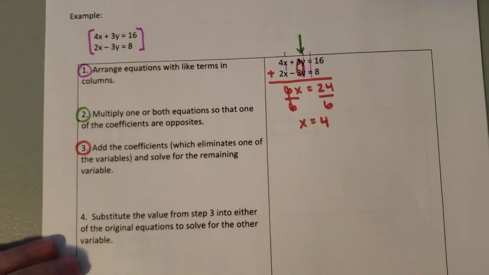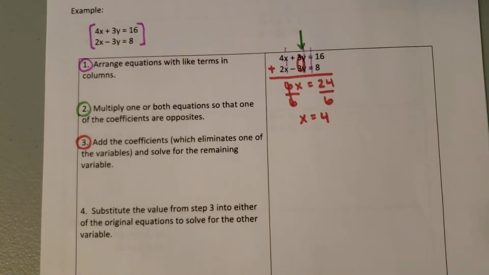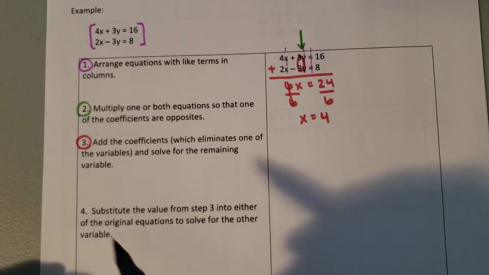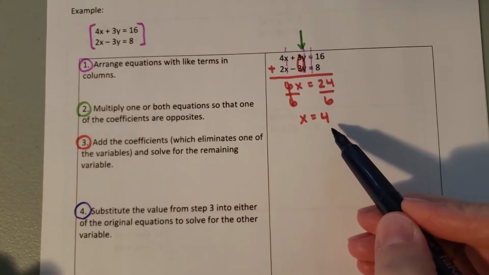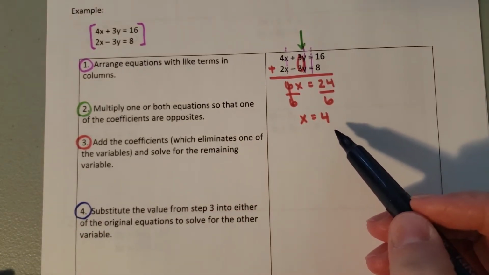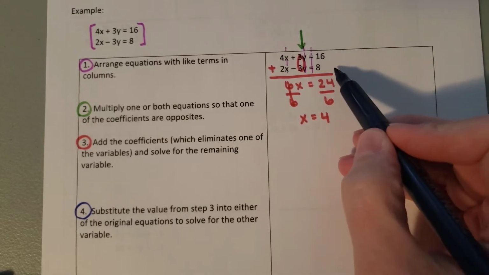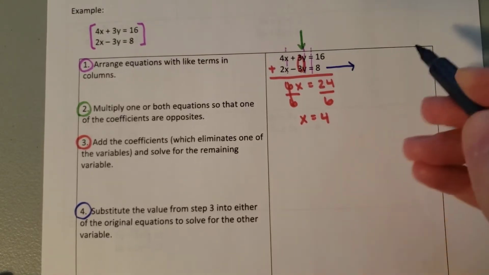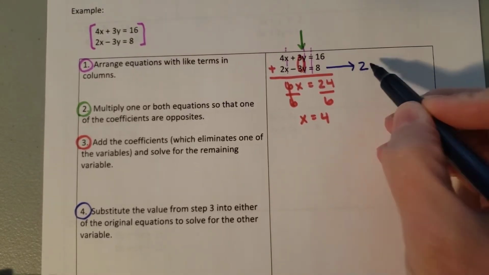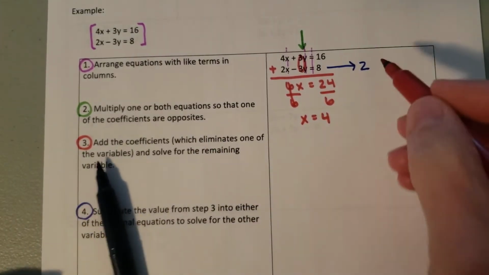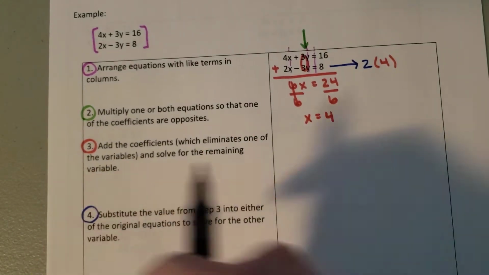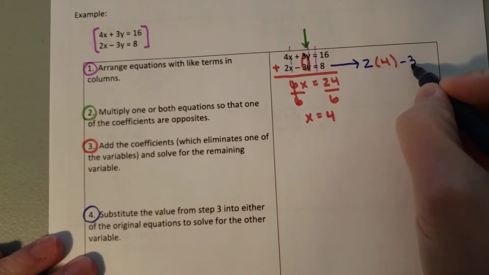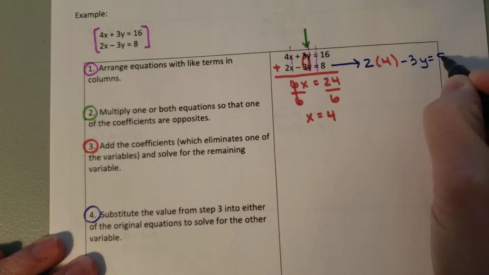And now this next step is reminiscent of our previous lesson, where we're going to sub in what we just learned to one of the original equations. So now that I know that x has a value of 4, I can plug that into either of these other equations. I'm just going to pick this one. So instead of 2x, I'm going to say 2 4s, because x has a value of 4. Minus 3y equals 8.